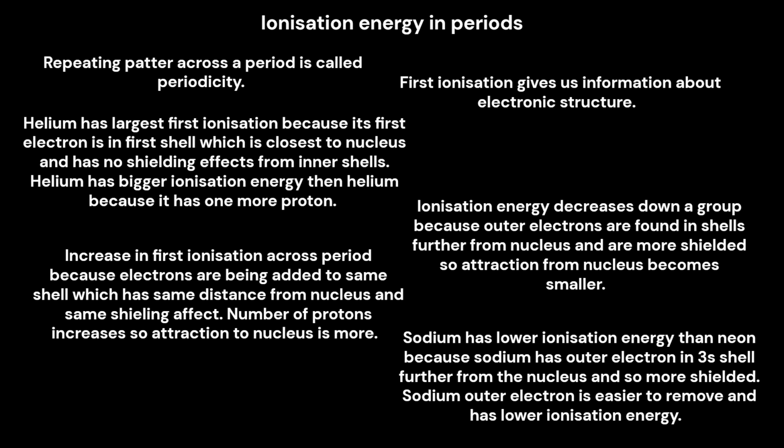Ionization energy decreases down a group because outer electrons are found in shells further from the nucleus and are more shielded, so attraction from the nucleus becomes smaller. First ionization increases across a period because electrons are being added to the same shell, which has the same distance from the nucleus and same shielding effect. The number of protons increases, so attraction to the nucleus is more. Sodium has lower ionization energy than neon because sodium has its outer electron in the 3 shell, further from the nucleus, and so more shielded. Sodium's outer electron is easier to remove and has lower ionization energy.